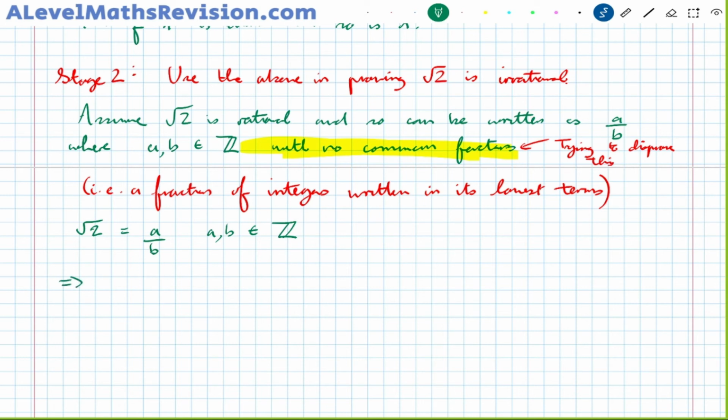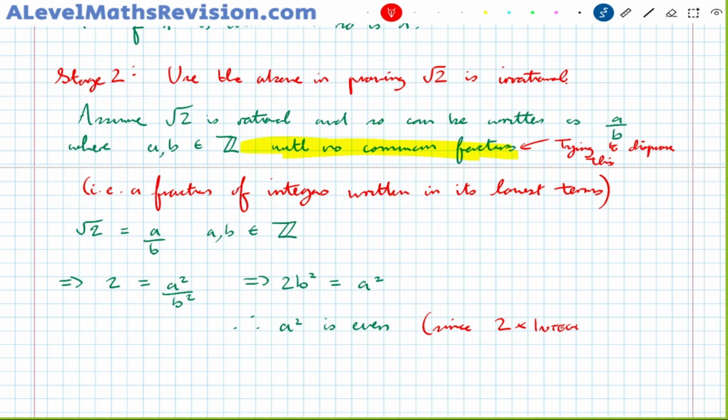If we square both sides, we get 2 equals a squared over b squared. Times both sides by b squared, which means that 2b squared equals a squared. So a squared is 2 times something. So if a squared is 2 times something, then that must be even. Therefore, a squared is even, since 2 times an integer. So we've got a is even.